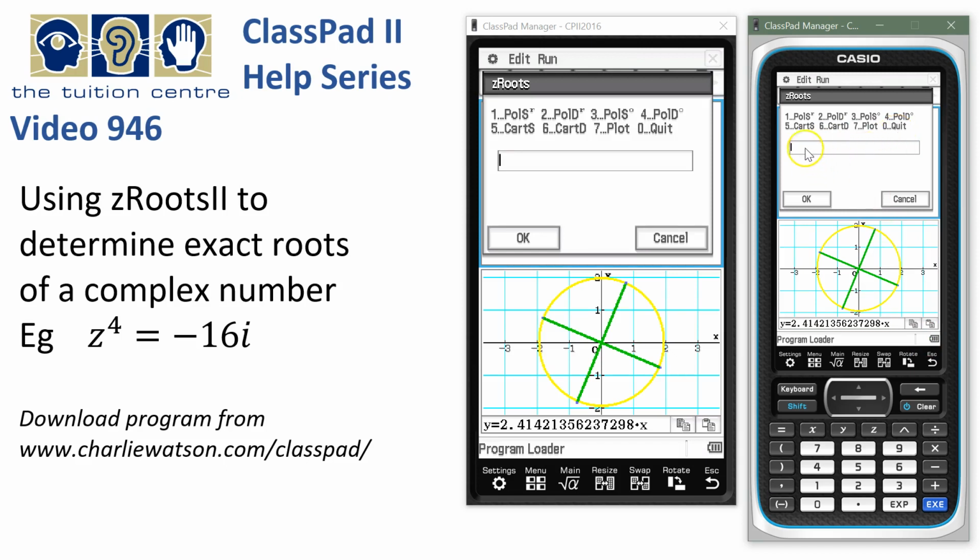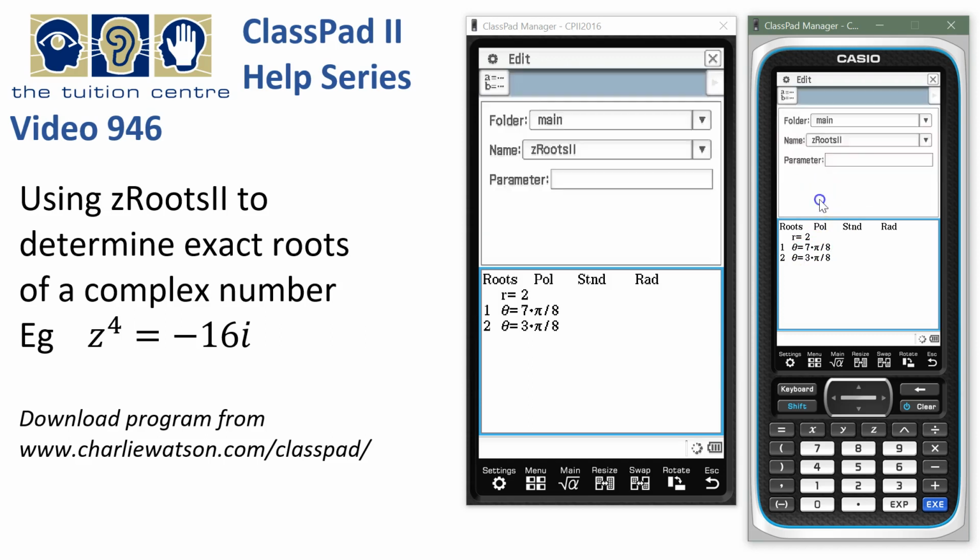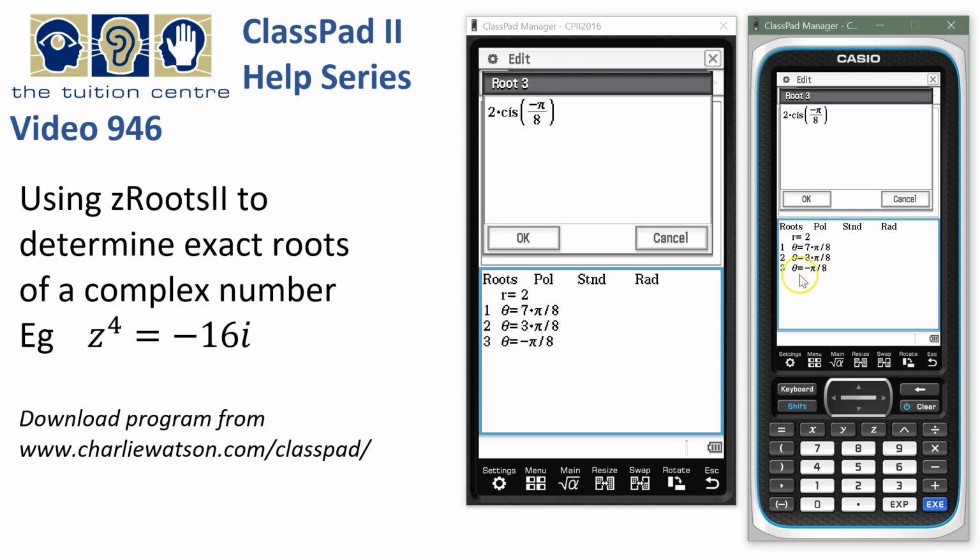Now, the options that you might have forgotten about were 10, 30, and 50. So 10, if we choose that, we're going to get the polar solutions in standard form in radians. So here we go. But we get an extra screen show up upstairs. So it's writing it out as 2 cis 7 pi on 8. Tap OK, we get the next one. 2 cis 3 pi on 8. The third one, and one more for the last one.